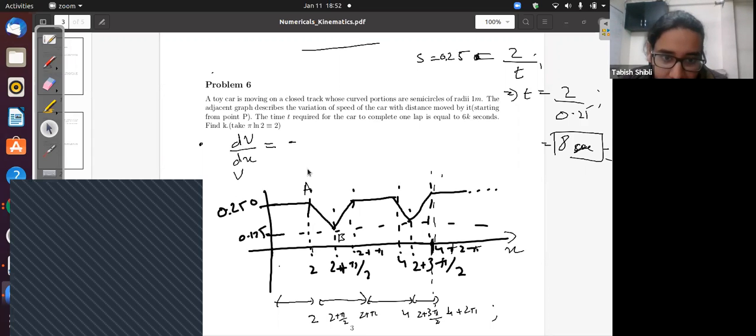Speed equals 0.25 equals 2 by t. I'm just writing speed is equal to distance upon time.